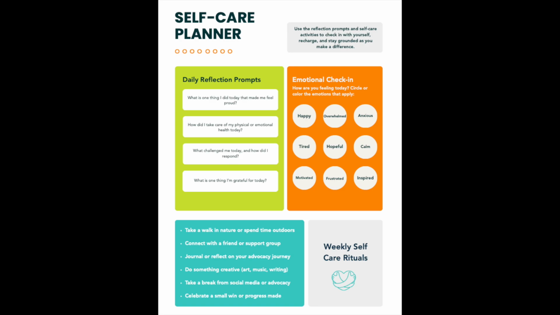This is a self-care planner. You can use these to check in with yourself on a daily basis and stay grounded as you work through this advocacy journey. And then some tips on self-care rituals that you can participate in, like connecting with support groups, connecting with family members or friends, journaling, doing something creative, taking a walk, spending time outdoors, listening to music, things like that to help you.